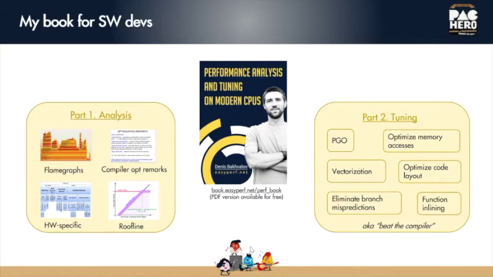The book is divided into two parts. The first part is the performance analysis, which talks about essentially how to find the bottlenecks, right? It goes from the very basics of CPU microarchitecture, and introduces CPU-specific metrics and performance analysis approaches like flame graphs, checking compiler optimization reports, some hardware-specific analysis like top-down microarchitecture analysis, and also a pretty established one, like roofline.